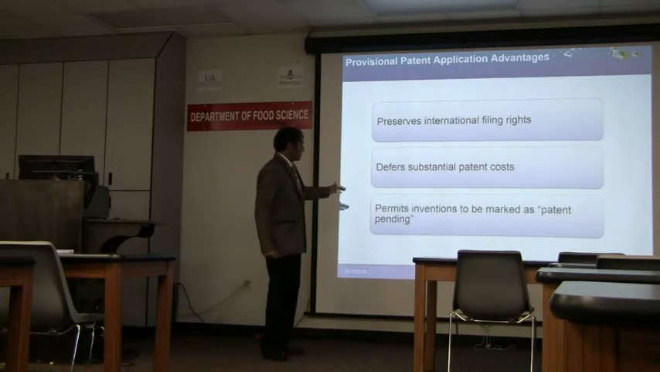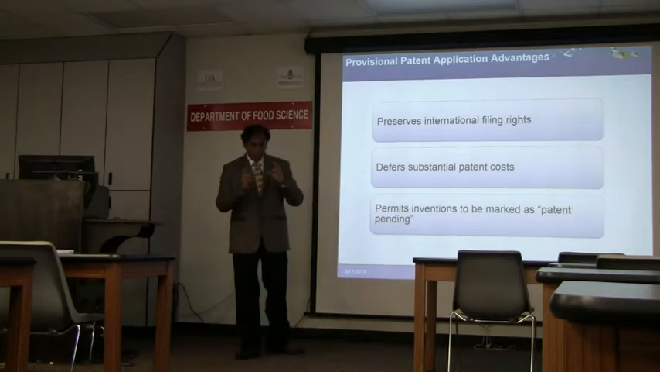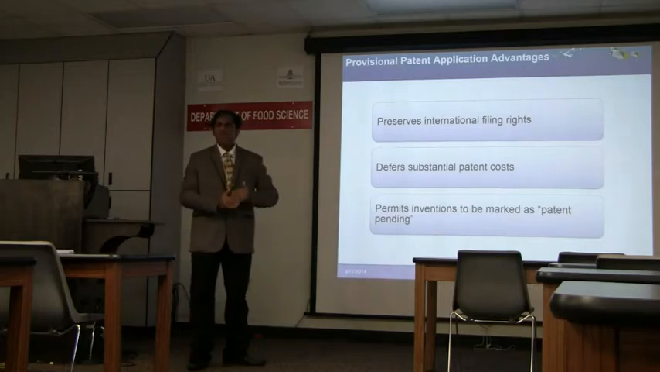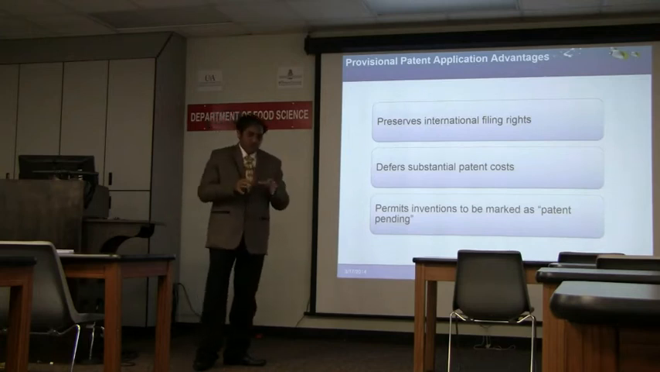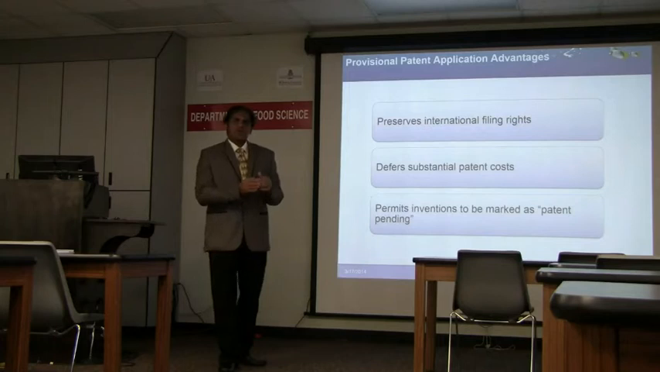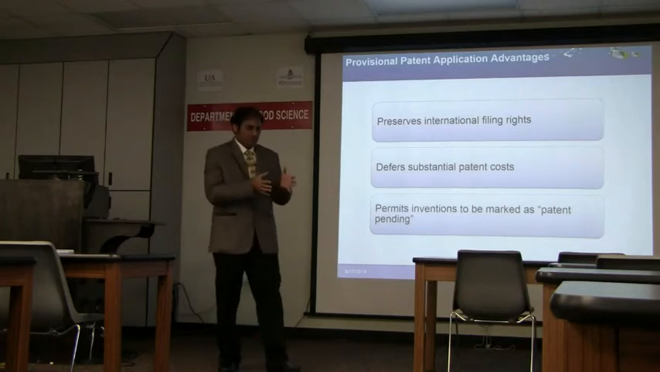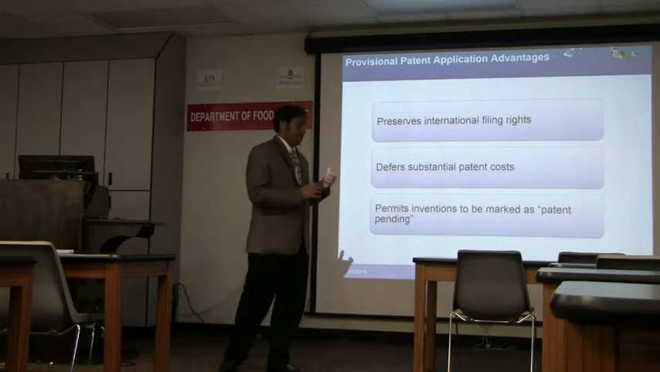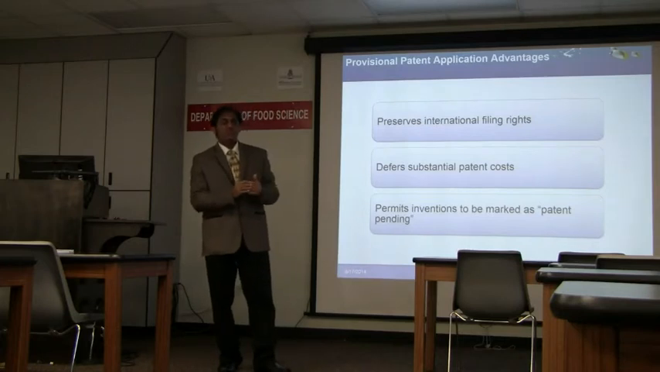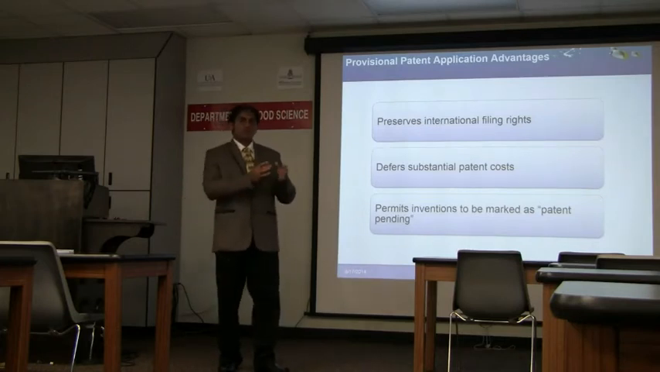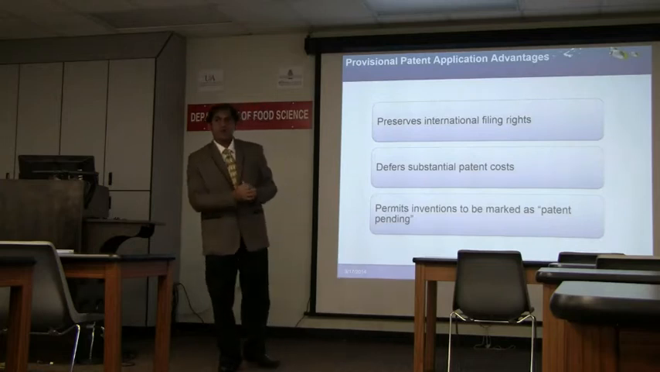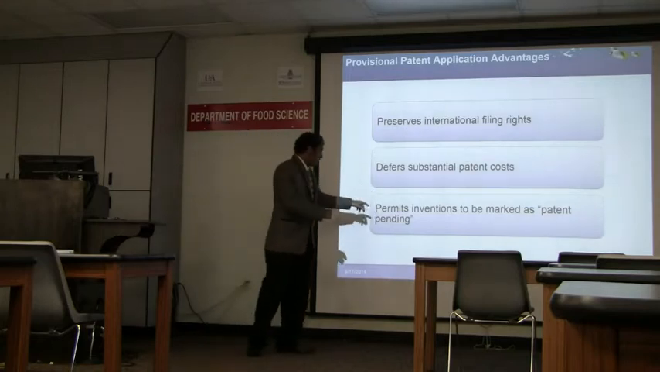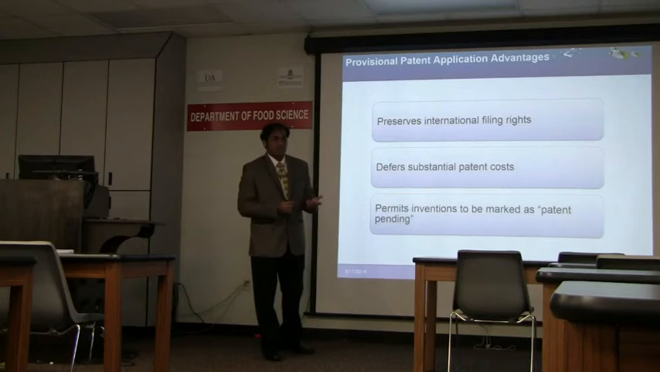Now, it permits the invention to be marked as patent pending. Once you have filed a provisional patent application, you have the time to sell your idea. You have the time to convert your idea into a product. You have the time to go to the market and find a vendor, a company that is interested in your product. So a provisional patent application has tremendous application, especially for small entities like individuals or people who don't have the money to hire an attorney. By just saying patent pending, you can sell your idea.